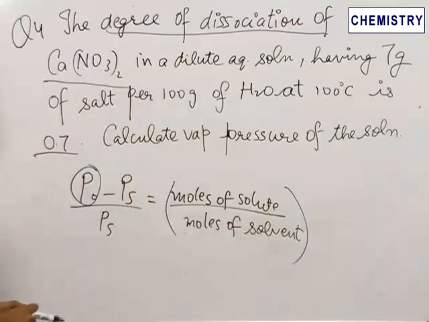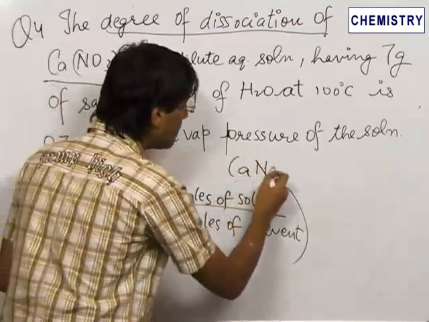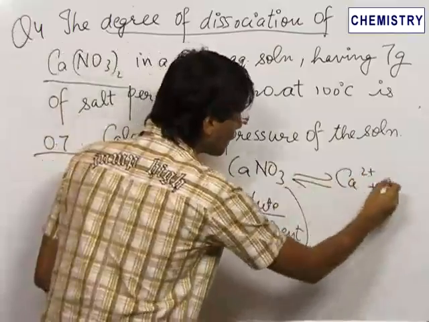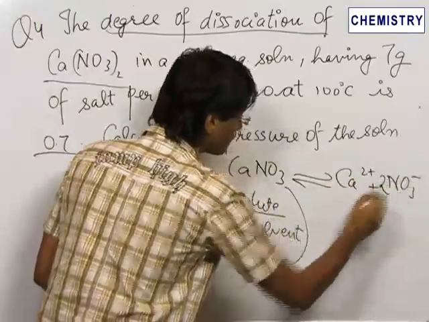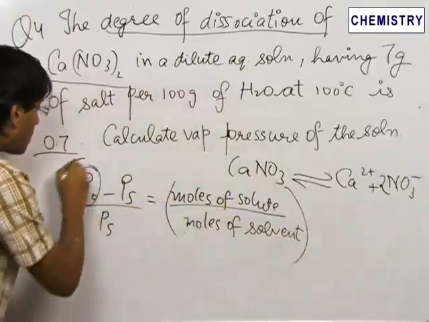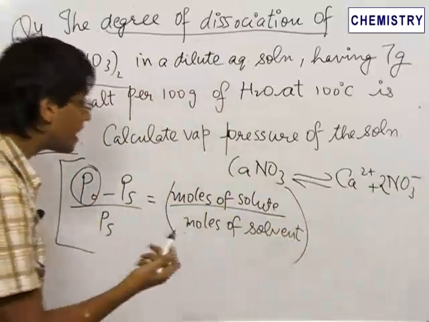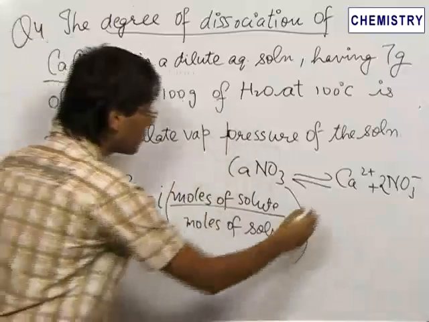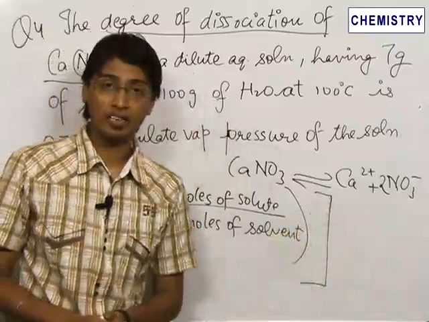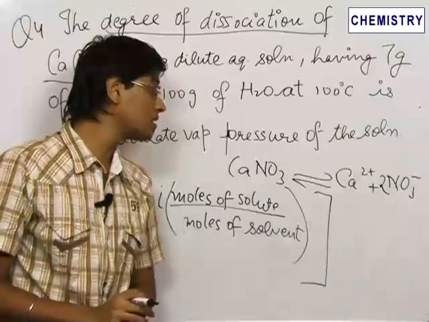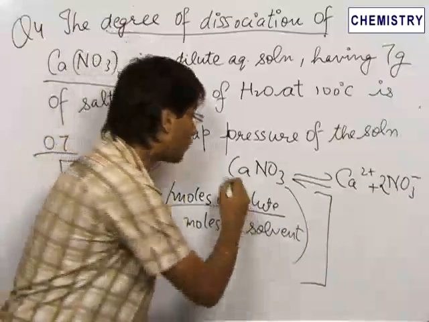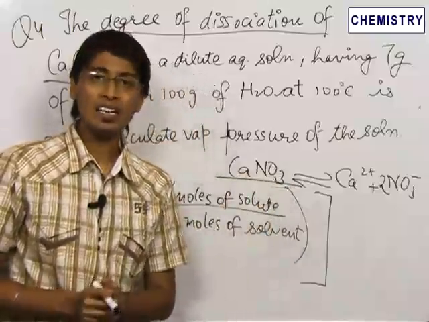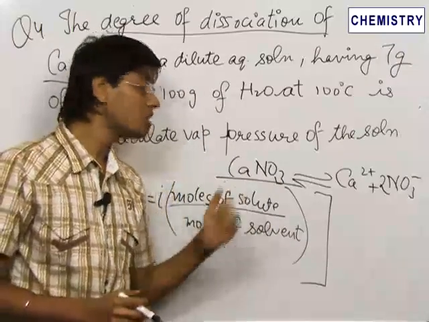But here an important thing to note is that in aqueous solution, being an electrolyte, this calcium nitrate dissociates into calcium and nitrate ions. So this formula will not be applicable. Instead, there will be a multiplication of a factor of i on the right hand side of the formula. This i is the Van 't Hoff factor, which is equal to the total number of particles or moles present after the dissociation of the electrolyte upon the total number of moles or particles present before the dissociation of this electrolyte.